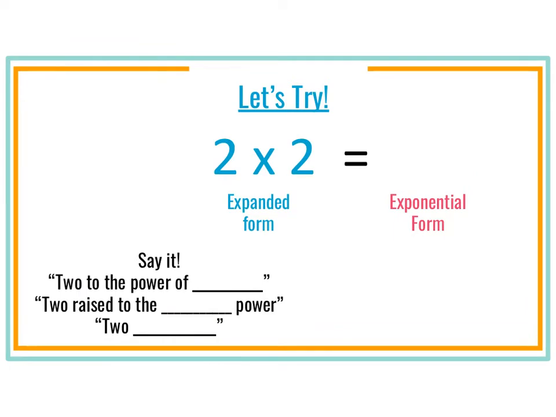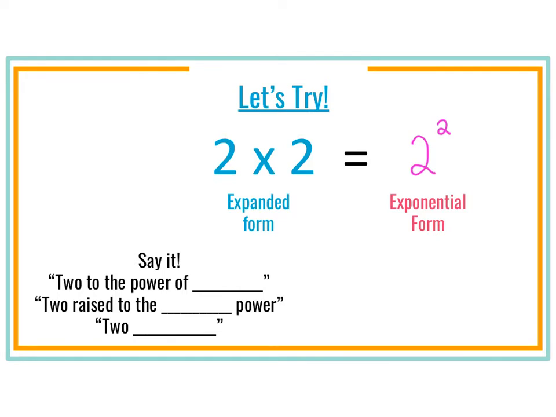In this example, I see 2 is being multiplied in my expanded form. So 2 would be my base number, and 2 is multiplied out 2 times. So 2 would be my exponent. So now we've written our number in exponential form.